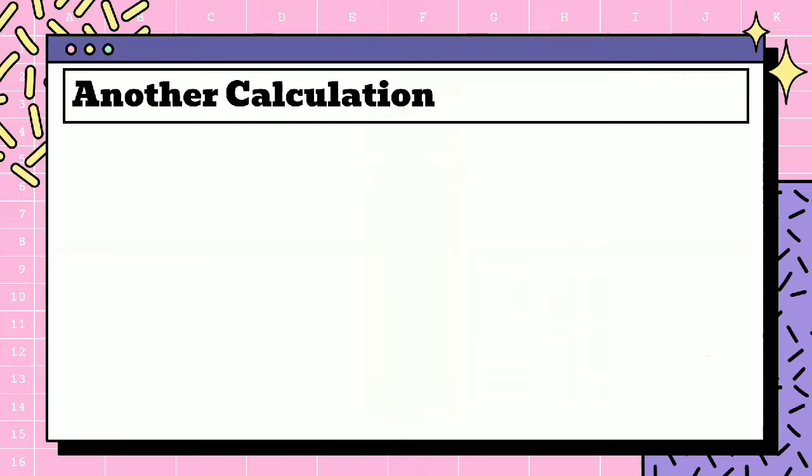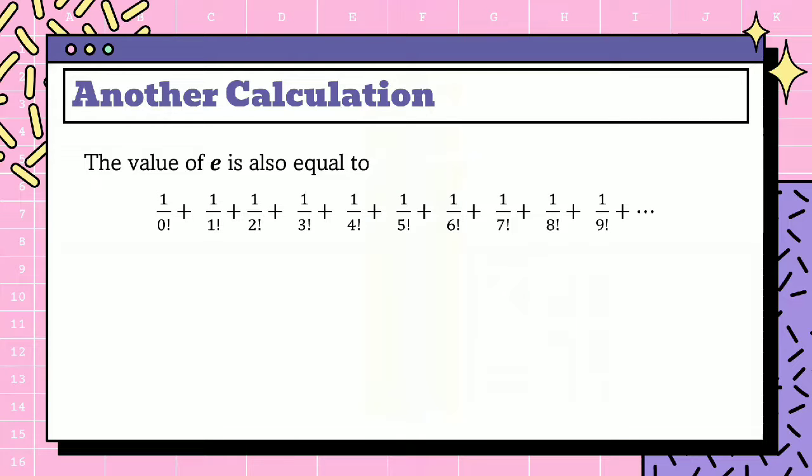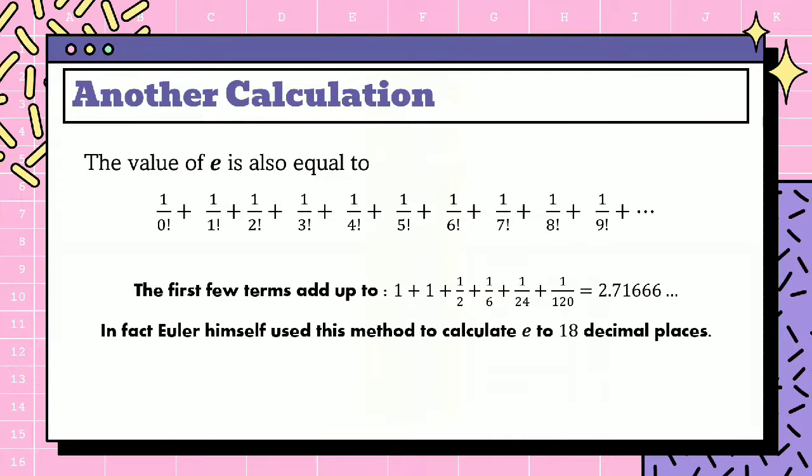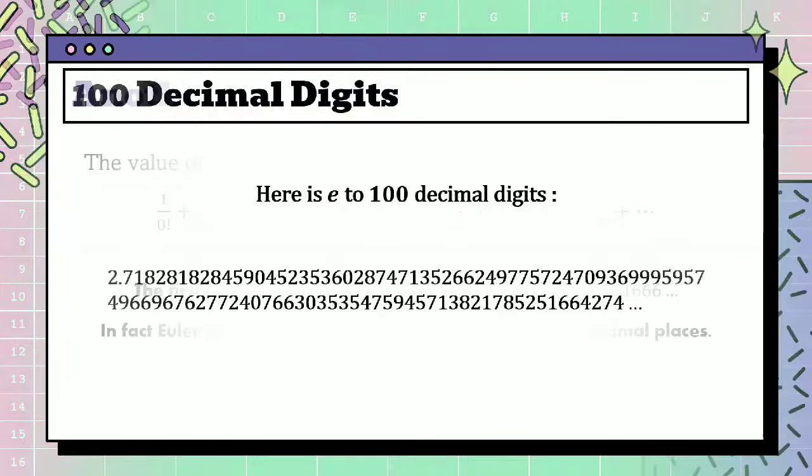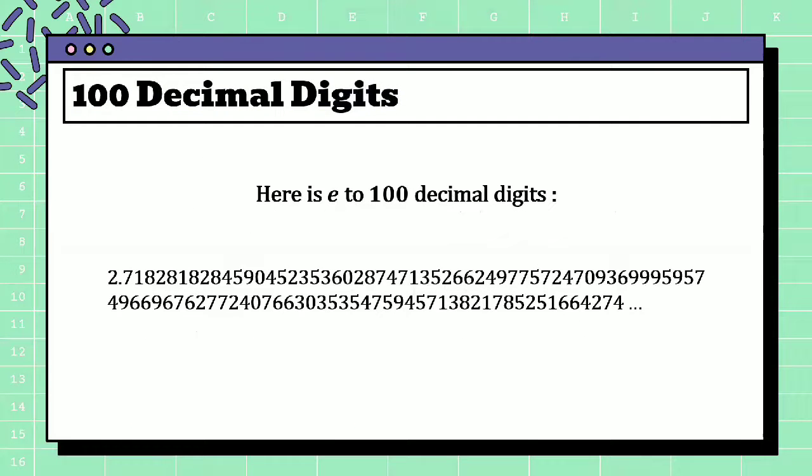There is another calculation to find the value of e. The value of e is also equal to 1/0! + 1/1! + 1/2! + 1/3!, etc. The first few terms add up to 1 + 1 + 1/2 + 1/6 + 1/24 + 1/120, which equals 2.71666, etc. In fact, Euler himself used this method to calculate e to 18 decimal places. And here is e to 100 decimal digits.